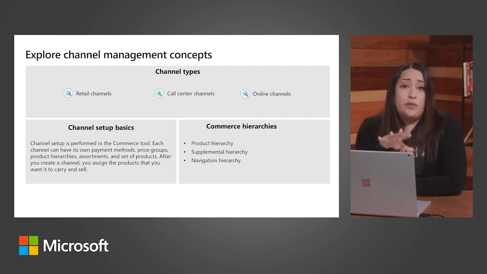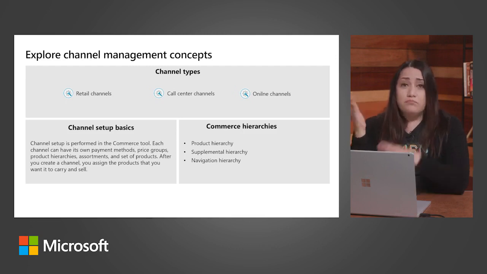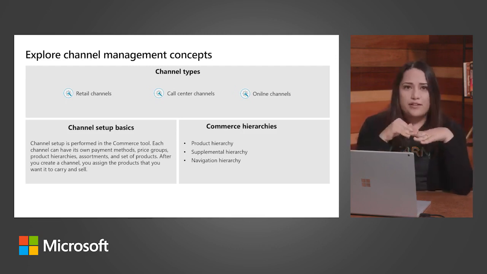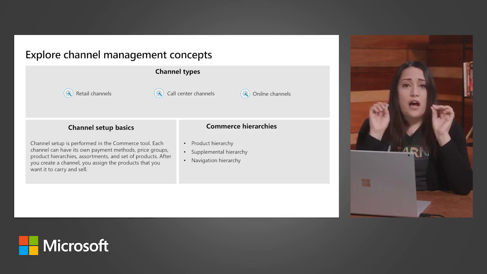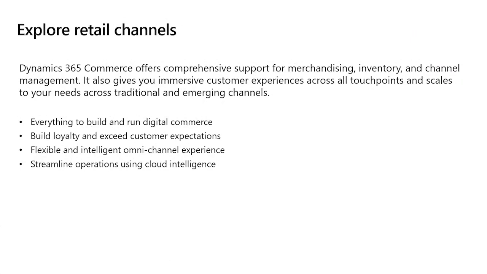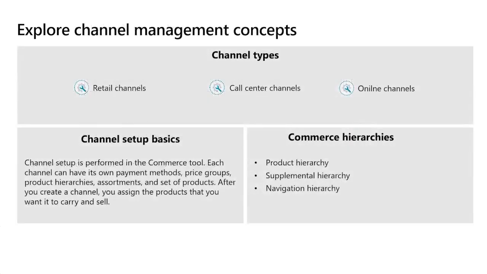So I want to show you how simple it is to do. Let's say, for example, I have a store in Boston, and they have a new product coming in. Now, I have a ton of older products still sitting in the back room. Each of these channels can have their own payment methods, delivery methods, price groups, income and expense accounts, and point of sale systems, and it's a lot. But Dynamics 365 Commerce gives you an all-in-one solution for merchandising, inventory, and channel management, with an experience across all the different touch points, and it can scale across traditional and non-traditional retail channels.